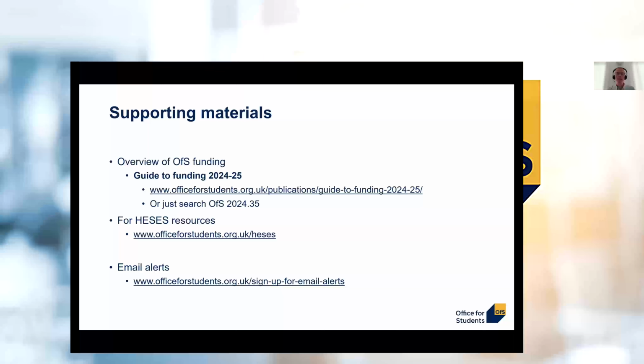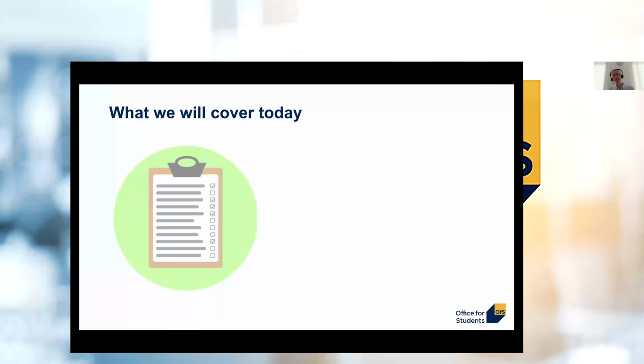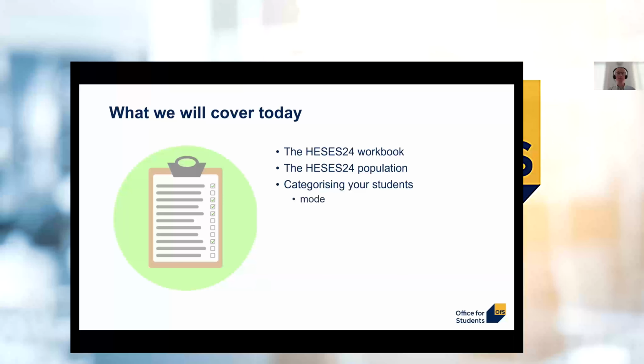So I think we can now look at what we're going to cover today. We'll take a brief look at the HESES24 workbook. I say a brief look because we will see more of it as we go in this and the next webinar. Then we need to consider what we call the HESES24 population. But most of this session is going to be on how to categorize students. And I'll put up a list here.